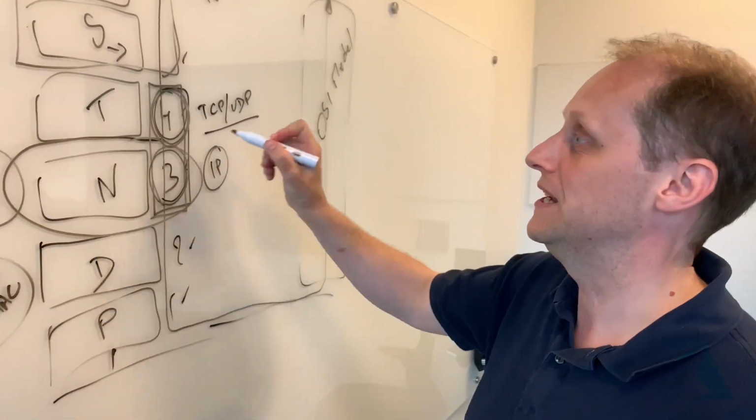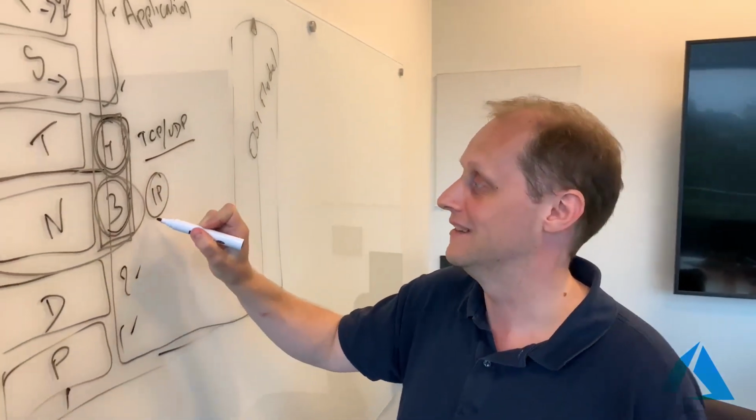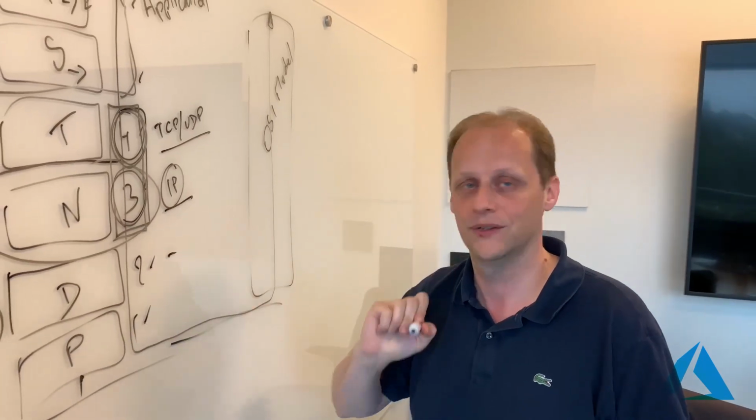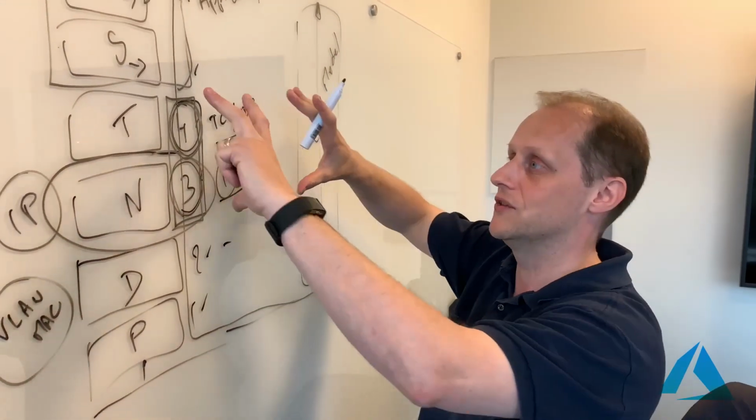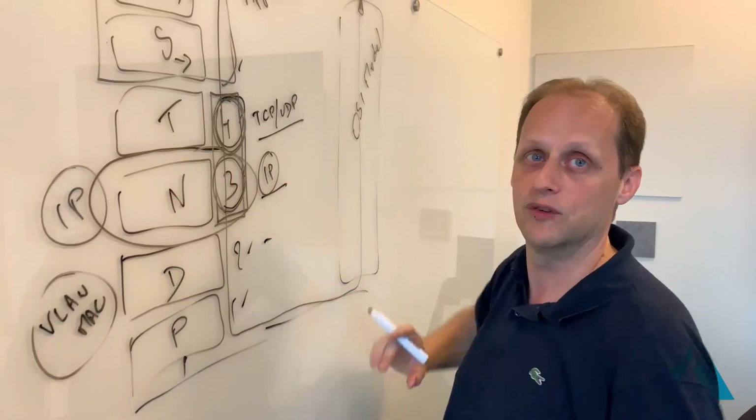So yes, TCP on layer 4 and IP on layer 3, MAC on layer 2. Okay, so NSGs all there, 3 and 4.